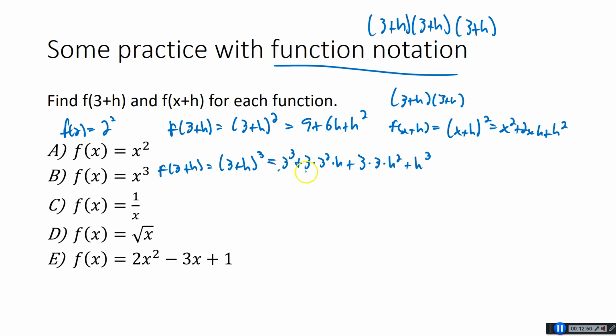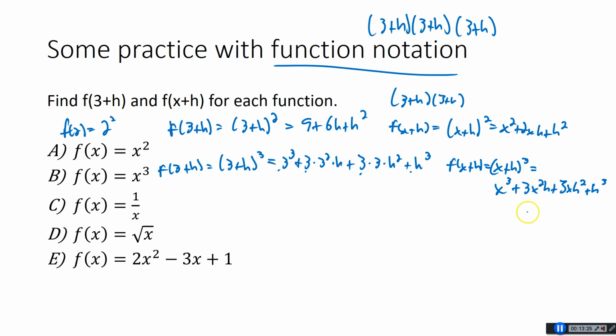Basically, the coefficients here are 1, 3, 3, 1. And the power of x goes from cubed to squared to 1, and then there's none at all. The h builds up from nothing to 1 to 2 to 3. So f of x plus h is x plus h cubed, which, if you factor it out, is x cubed plus 3x squared h plus 3xh squared plus h cubed. So again, 1, 3, 3, 1 for those coefficients.